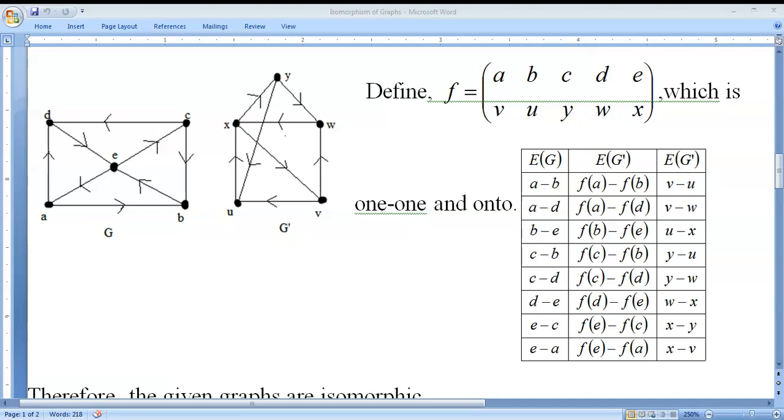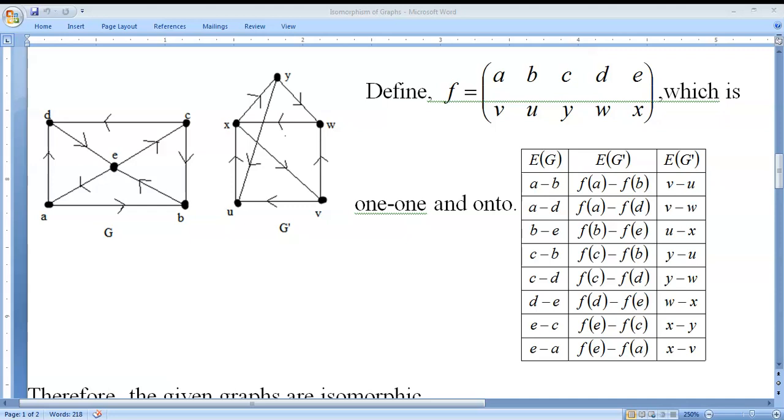For that you need to define a function so that the function is a bijective function, that is one-one and onto. Then you need to check the condition: if UV is an edge in the first graph, correspondingly f of U, f of V must be an edge in the second graph. If these conditions are satisfied, then we can say that the two graphs are isomorphic to each other. Now let us see what are the in degree and out degree of each vertex of the first graph.